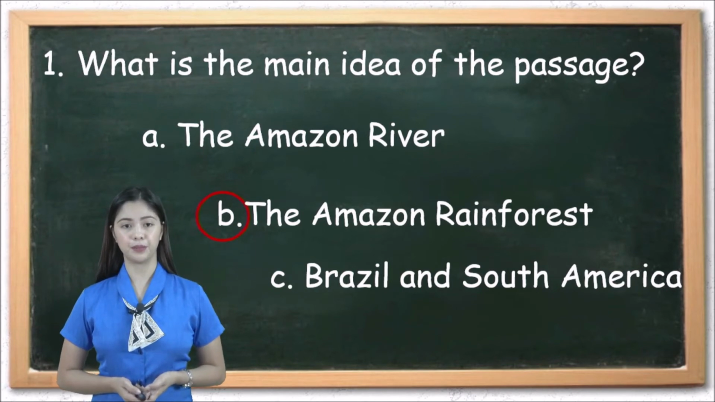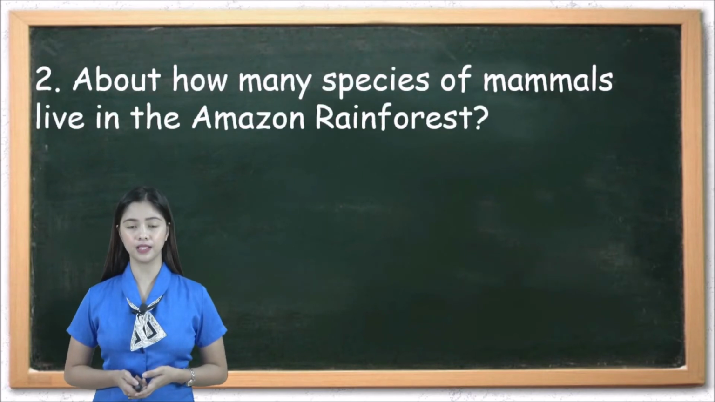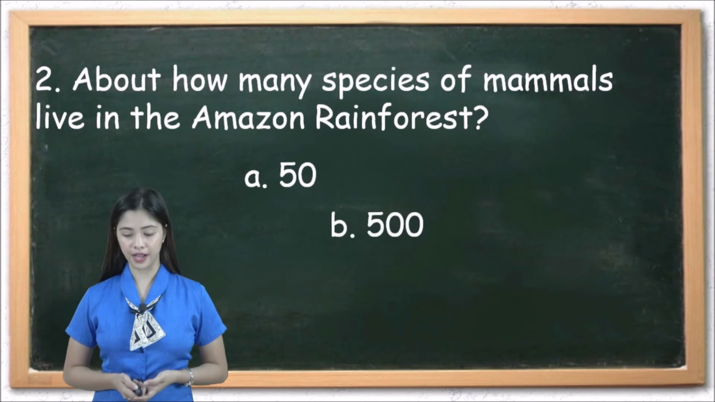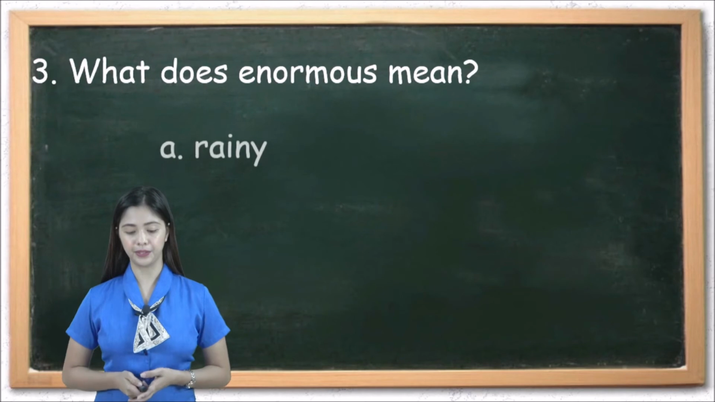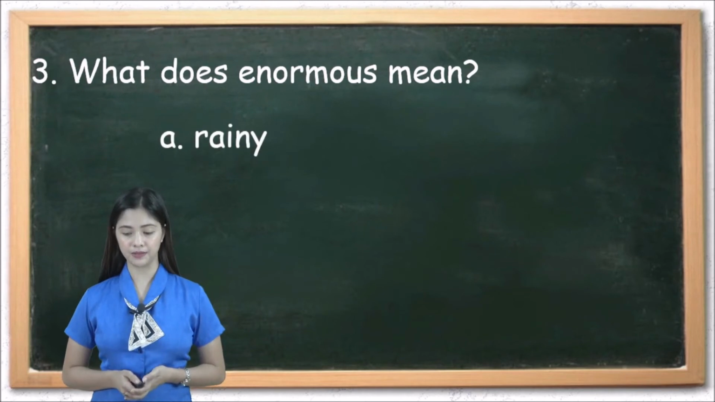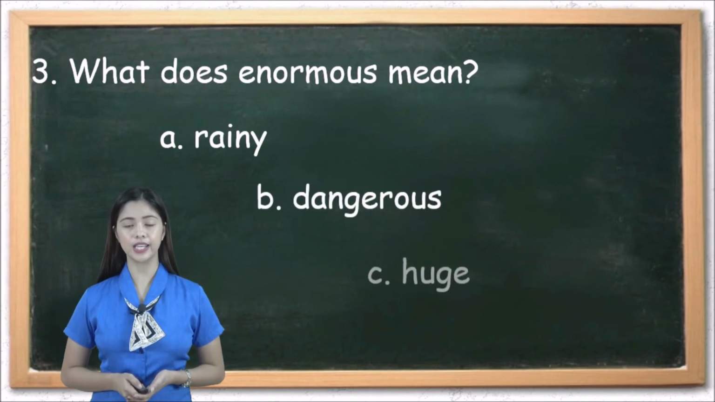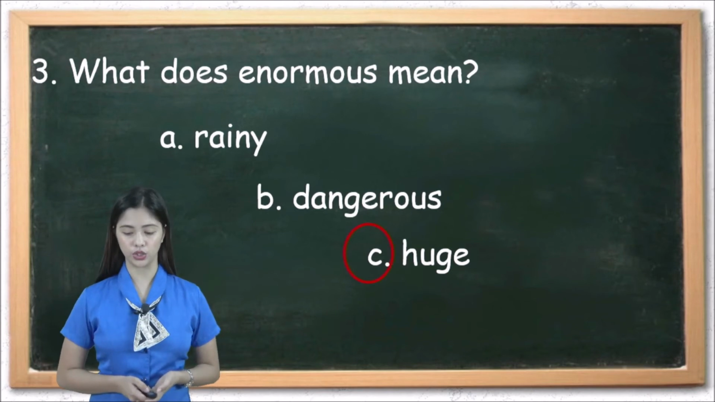How about number 2? About how many species of mammals live in the Amazon rainforest? A, 50, B, 500, or C, 30 million. And the correct answer is 500 species of mammals. For number 3, what does enormous mean? A, rainy, B, dangerous, or C, huge? Very good. The correct answer is letter C, huge.